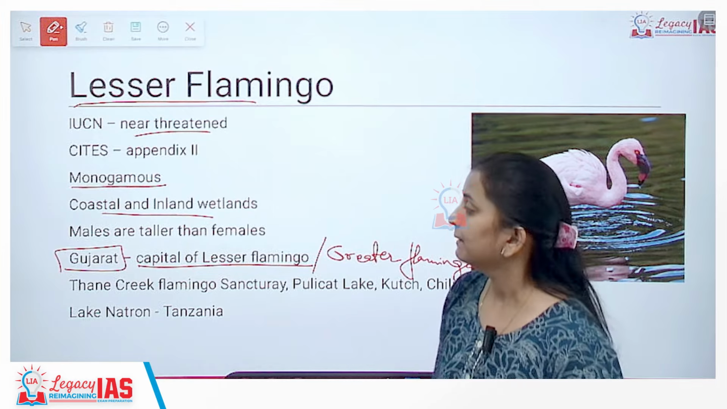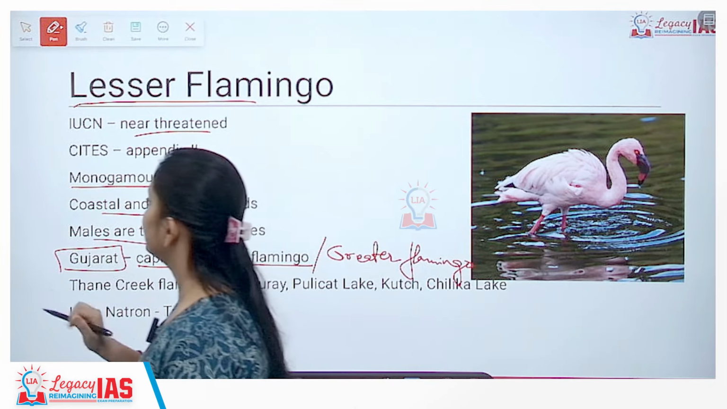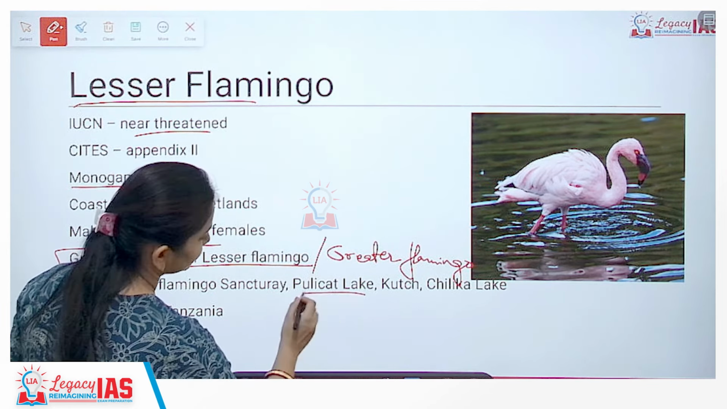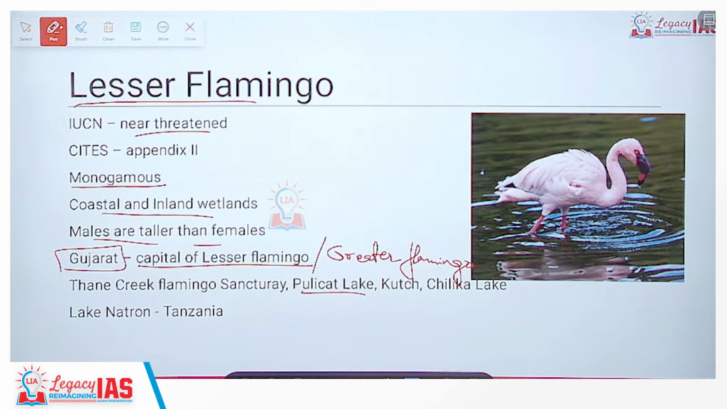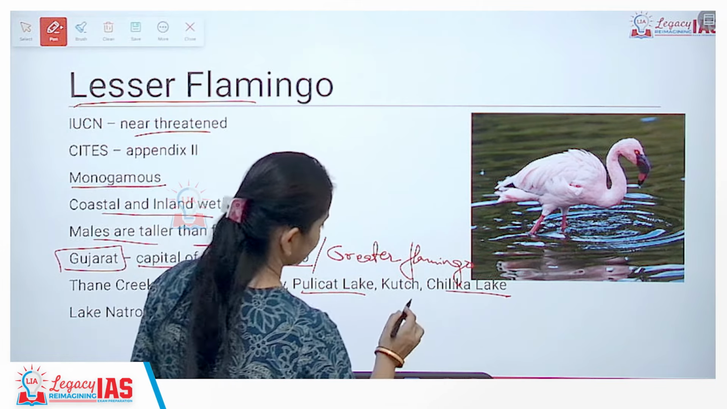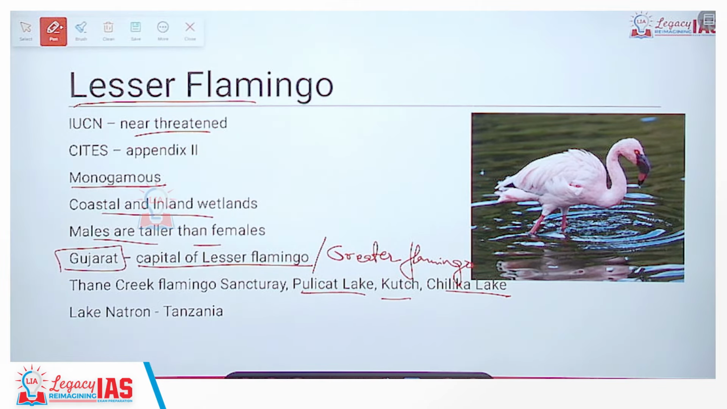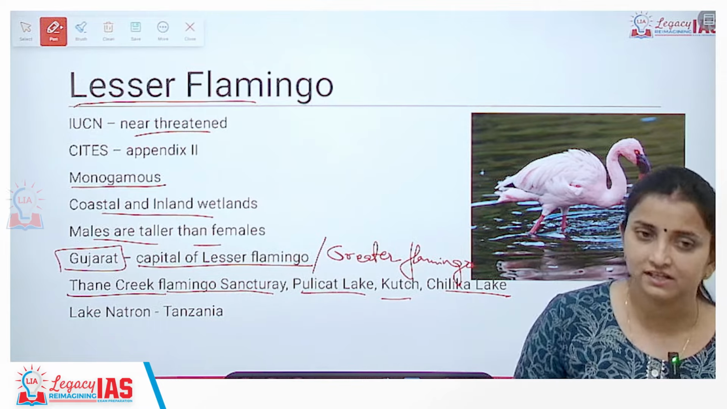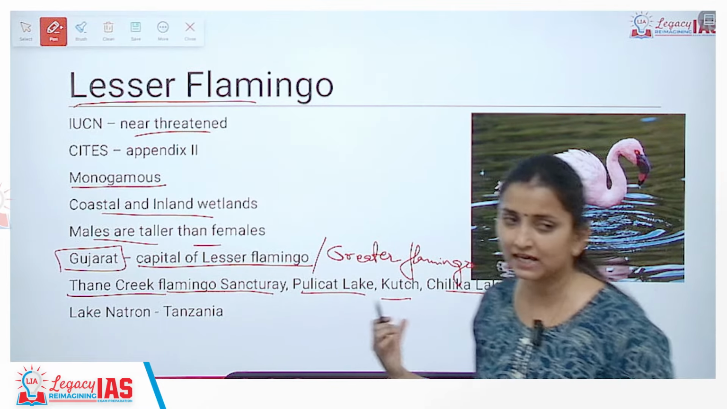Males are usually taller than females. And in India, lesser flamingos come to which water bodies? It is Pulicat Lake, and that is why it was in the news, because after 6 years they have returned to Pulicat Lake. Apart from Pulicat Lake, they are also found in Chilka Lake of Odisha and Kutch. As we discussed, Gujarat is the capital of greater and lesser flamingos. Plus Thane Creek, which also has a flamingo sanctuary. So they are found in Thane Creek, Kutch, Pulicat Lake as well as Chilka Lake.